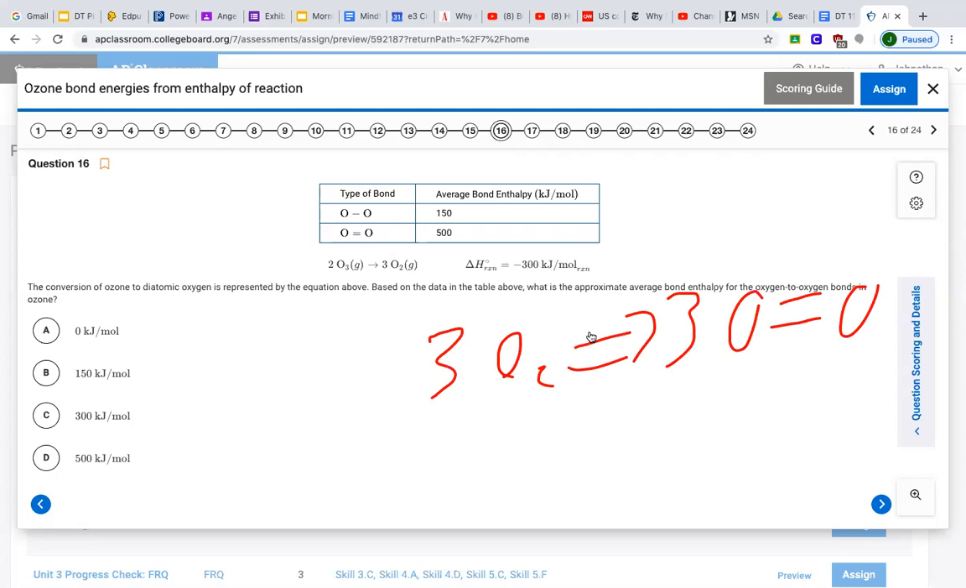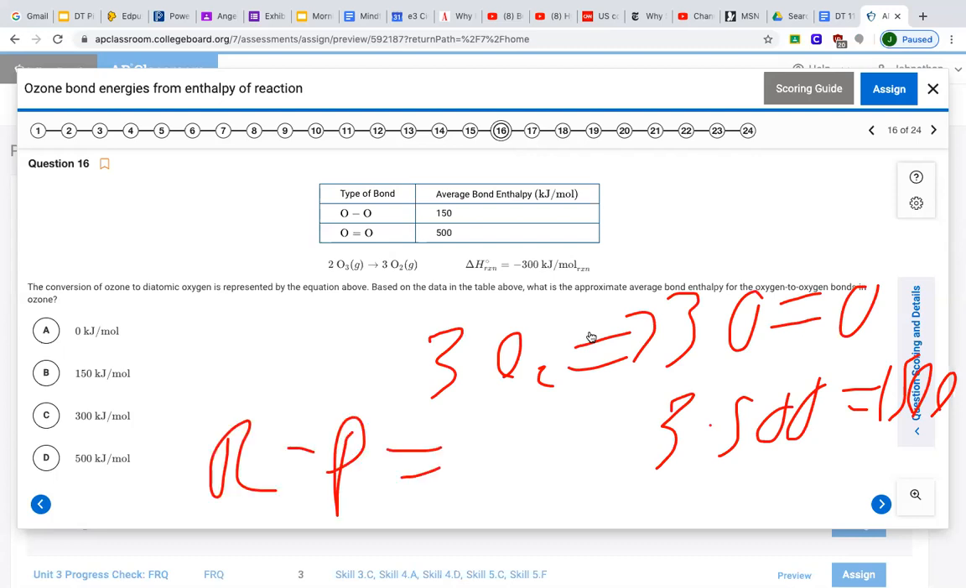All right. So that means 3 times 500 equals 1500. So that's the total bond enthalpy of the three O2s, right? And we always do reactants minus products on this one. So reactants minus products equals negative 300. Okay, so that means reactants equals 1200, right?